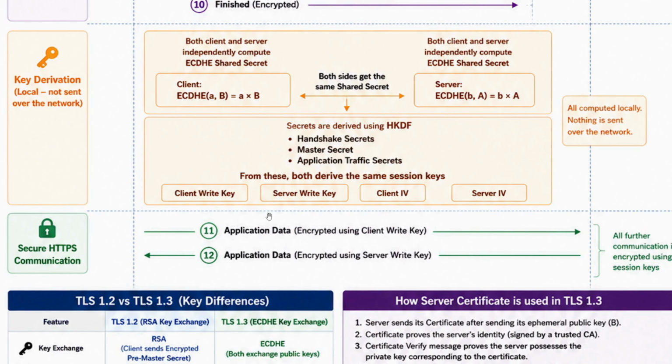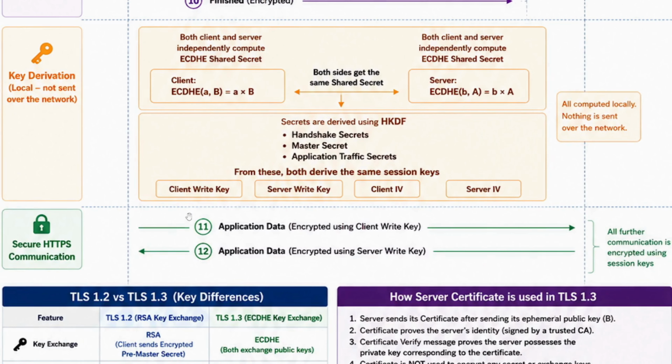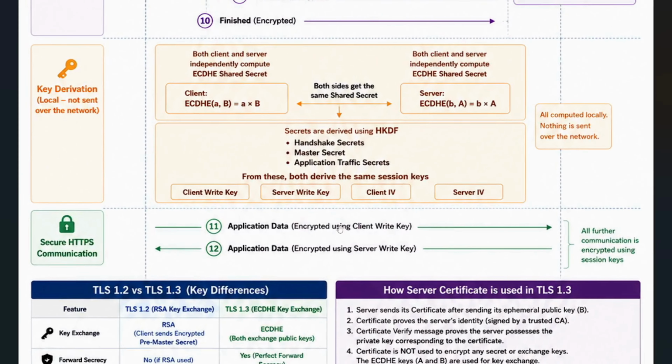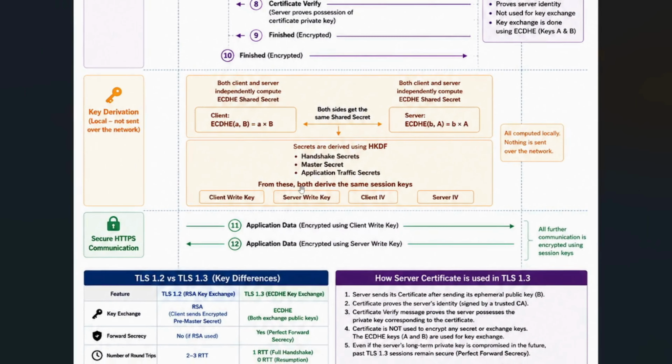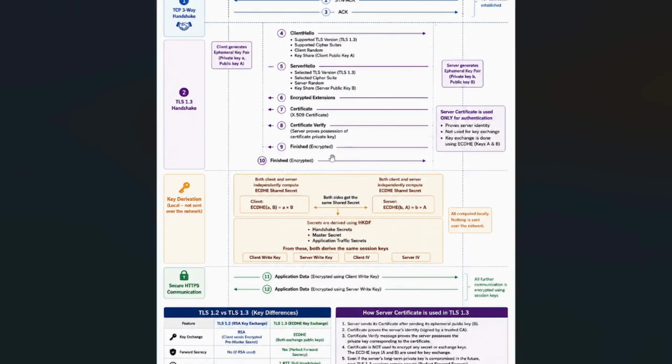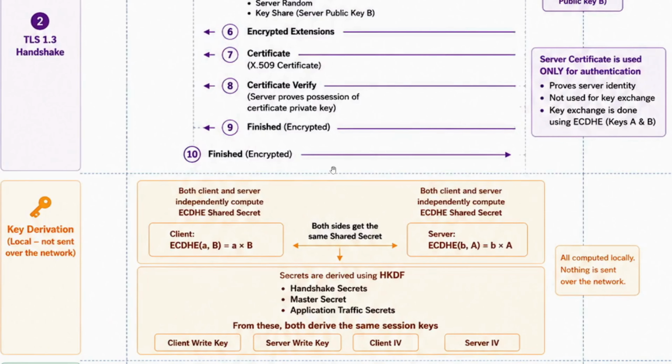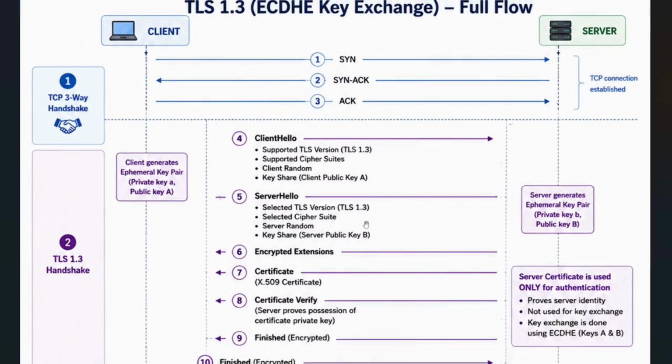And if you want to deep dive into what is asymmetric and symmetric, I have created another video for that. You can also check that video. Then we start the secure HTTPS connection. So that's how TLS 1.3 works. Hopefully you will understand this flow and it will help you in your day-to-day work.